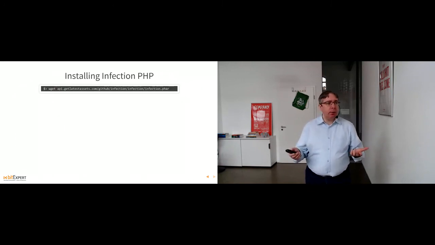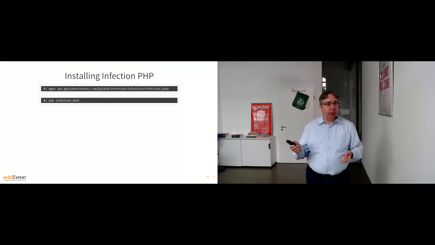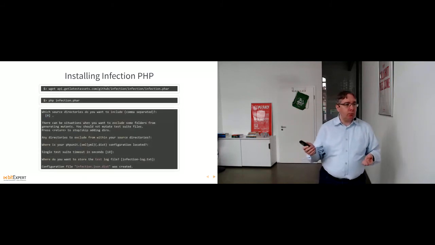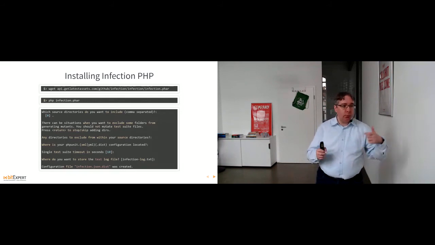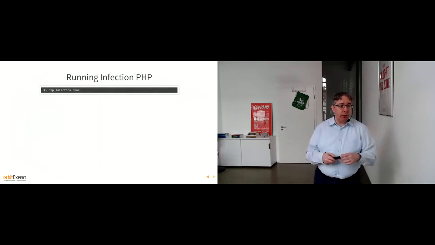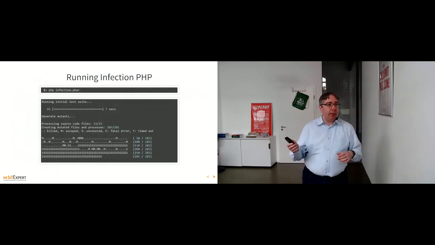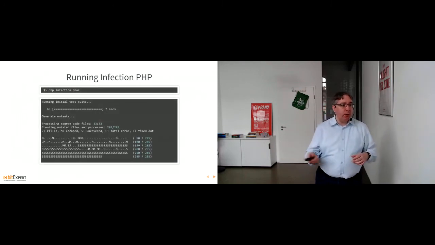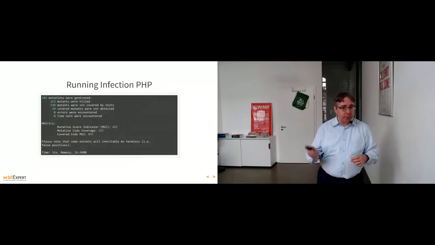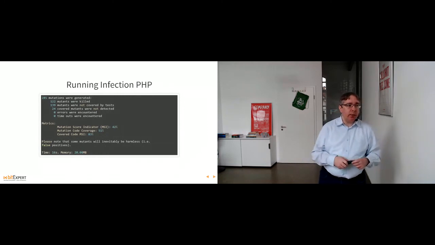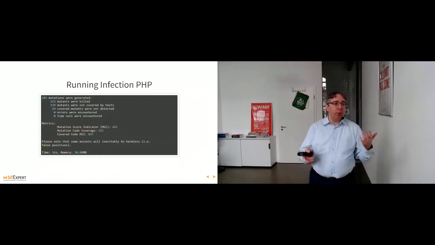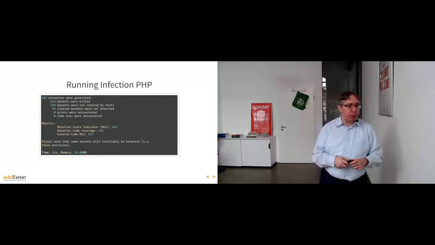So how to install it? Again, grab it from GitHub, the infection PHAR, just run it. It will ask you a bunch of questions. Where's the source code? Which files to exclude? Where's PHPUnit located? Timeouts, where should I store the log files? And that's basically it. So just run it. It will output something similar to PHPUnit. And then come up with some results in the end, giving you an idea of how good or how not so good your source code is.